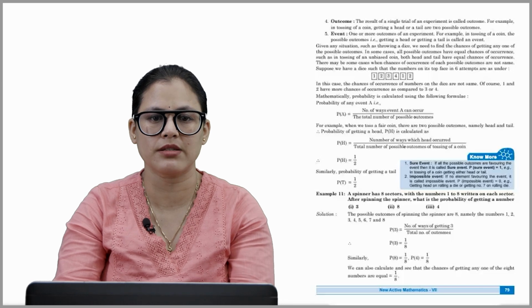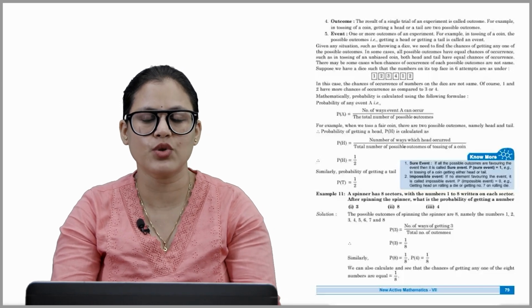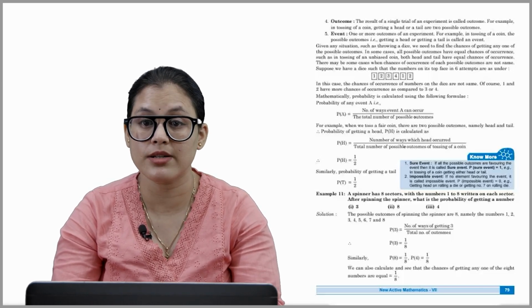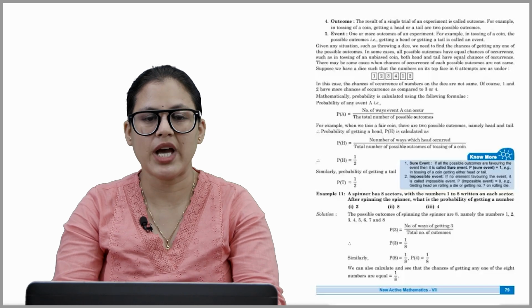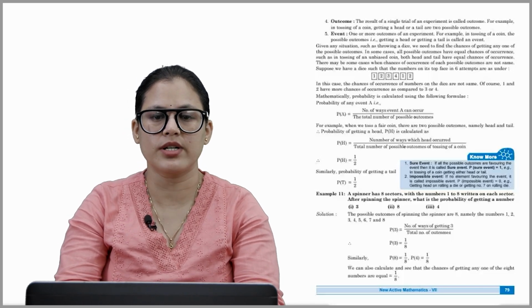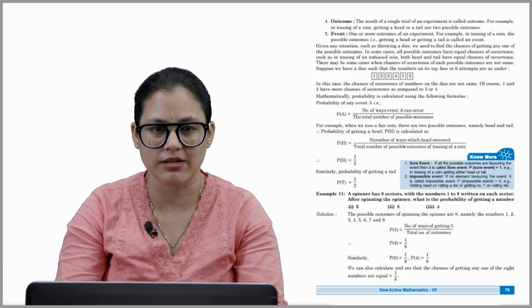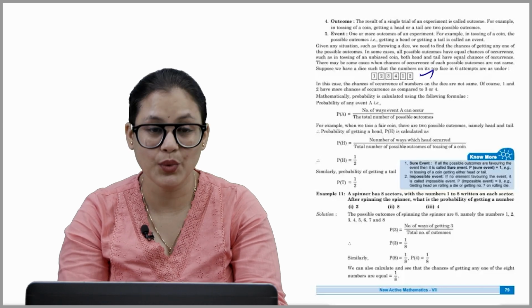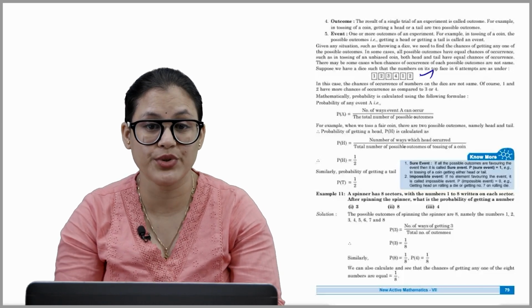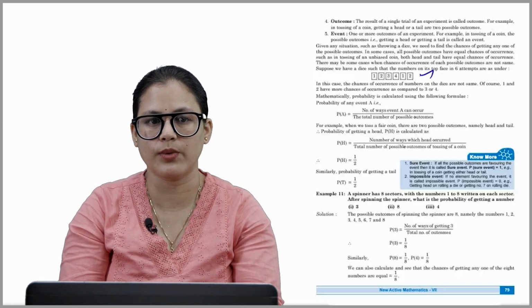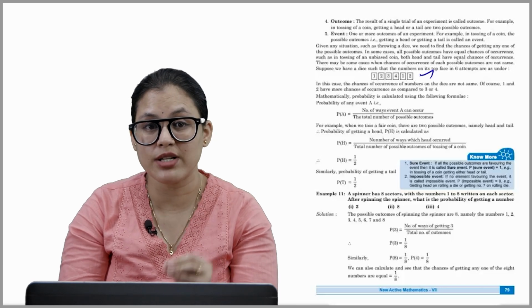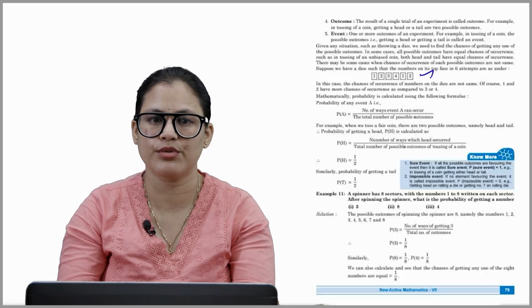There may be some cases when the chances of occurrence of each possible outcome are not the same. Suppose we have a dice such that the numbers on its top face in 6 attempts are as shown. In this case, the chances of occurrence of numbers on the dice are not the same. Of course, 1 and 2 have more chances of occurrence as compared to 3 or 4.